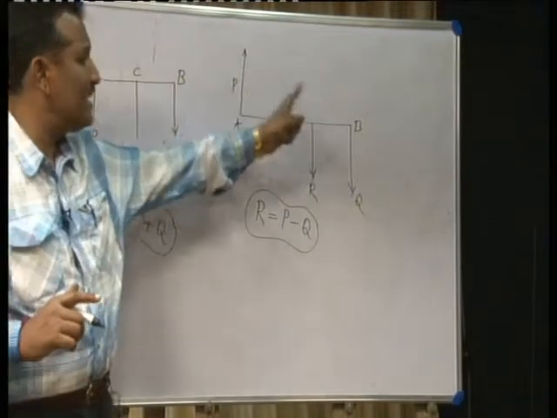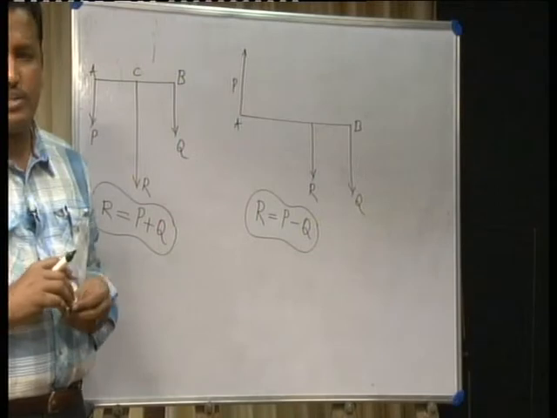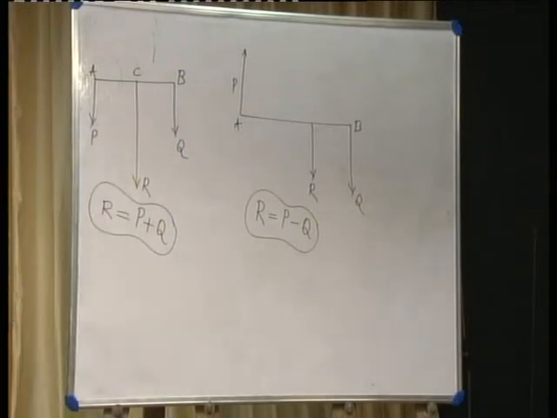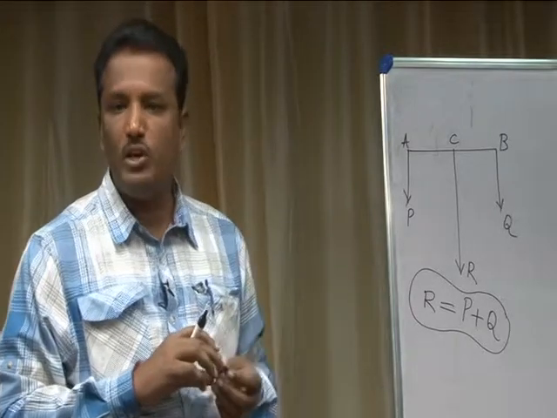If P is greater than Q, definitely the resultant R acts in the direction of P. So, simply in case of like parallel forces, the magnitude of the resultant is the sum of the individual forces. In case of unlike parallel forces, the magnitude of the resultant is the difference between the two individual forces.